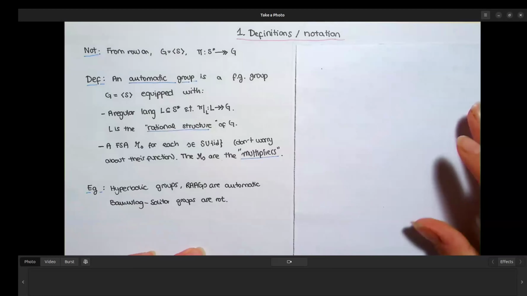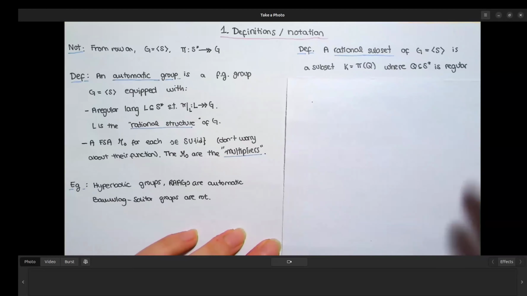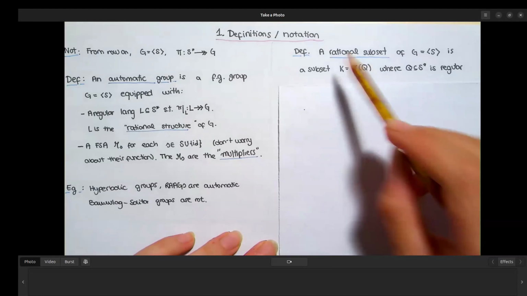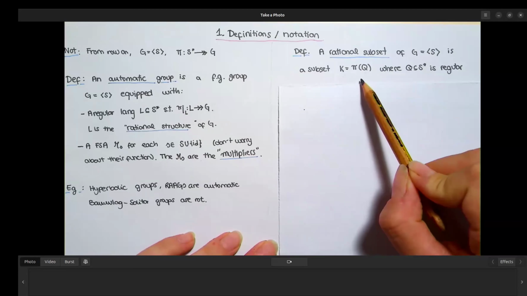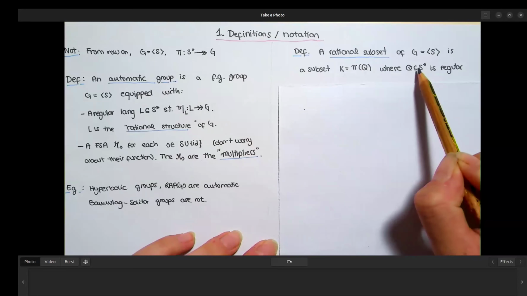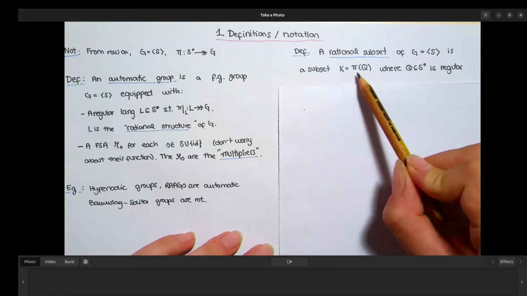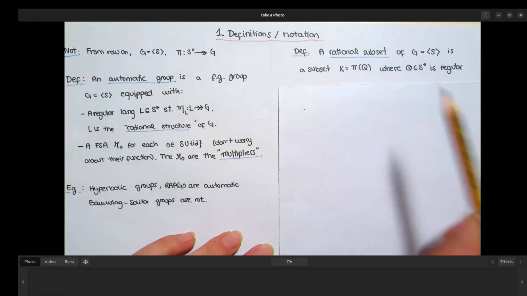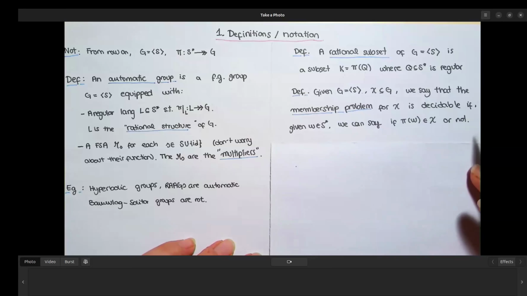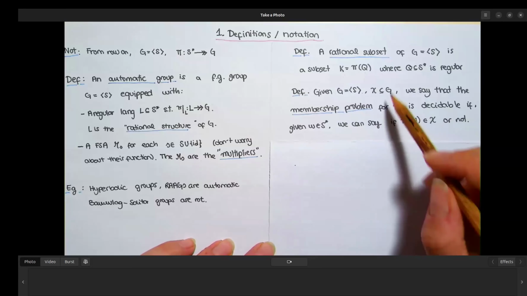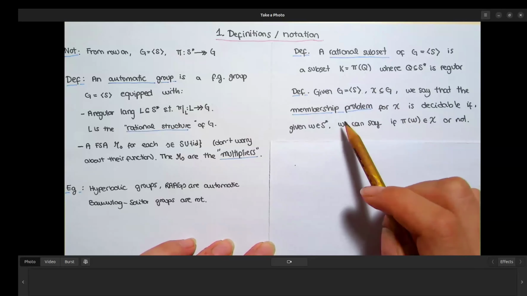So now that we know what automatic groups are, going a bit away from them, we're going to be working with rational subsets of groups, which are just images of regular languages inside the group. So if we get a group generated by S and a regular language inside S star, the projection in the group of such a regular language is what we call a rational subset.